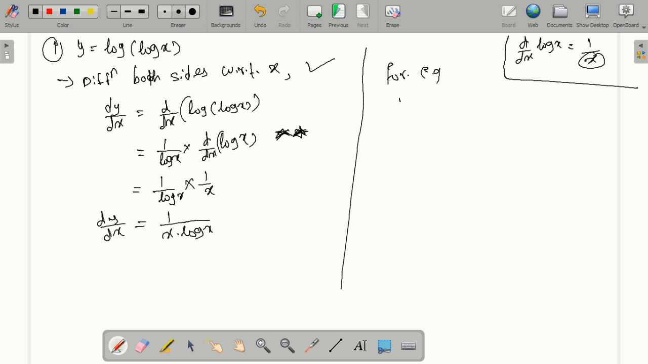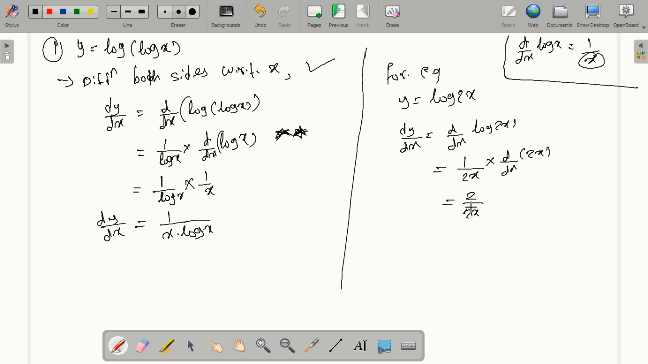For example, let's say that you have y is equal to log 2x. This is not a sum, I'm just walking you through an example. So dy by dx would be d by dx of log 2x, right? And we are going to apply the derivative of log x. So in our case, 1 upon 2x into d by dx of 2x, right? And the answer would be 2 upon 2x, which is 1 upon x.